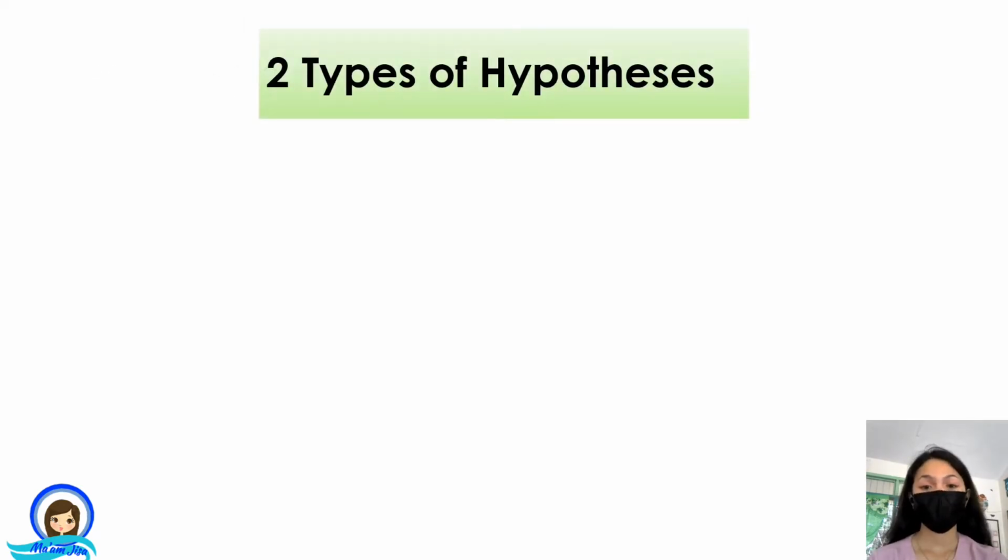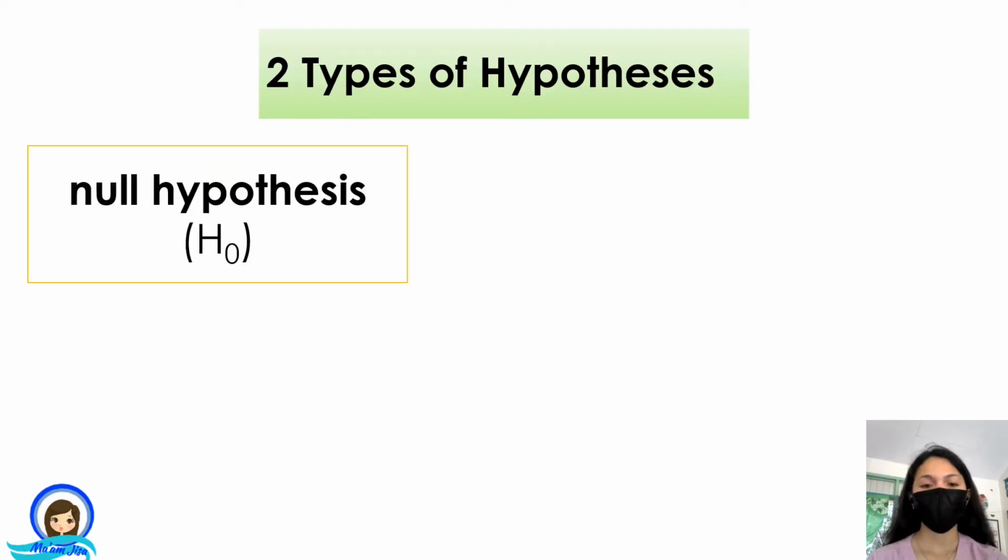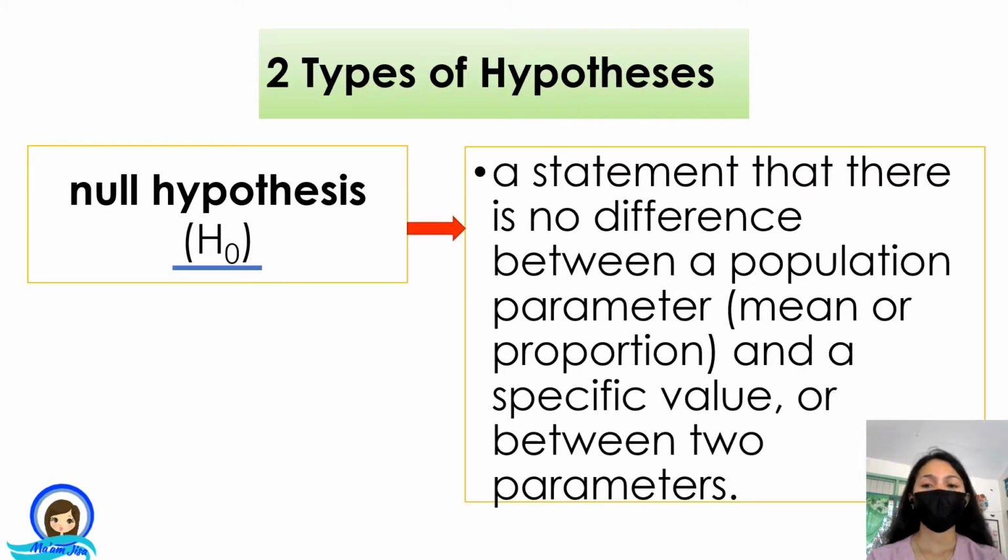In hypothesis testing, there are two types of hypotheses. The first one is the null hypothesis, and this is its symbol. Based on readings, this is read as H0, or H naught for null hypothesis. Just remember it seems like 0 or O, so that is the symbol for null hypothesis. Null hypothesis is a statement that there is no difference between a population parameter, mean or proportion, and a specific value, or between two parameters. So for null hypothesis, there is equality between two parameters. Since there is equality, there is no difference between these two measures.